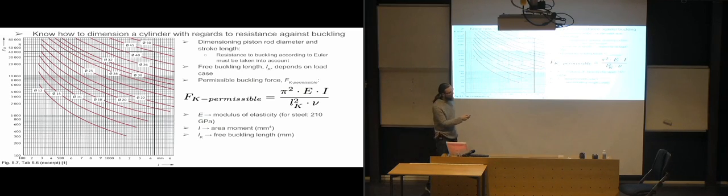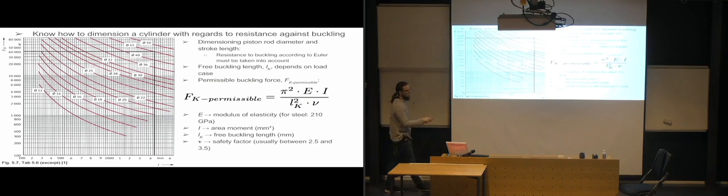Then you have what's called the free buckling length. We'll look a little bit into that afterwards. And of course, you need to add the safety factor. So with this diagram, they used 2.5. At least it said so in the book. And usually it's between 2.5 and 3.5 as a safety factor for those.